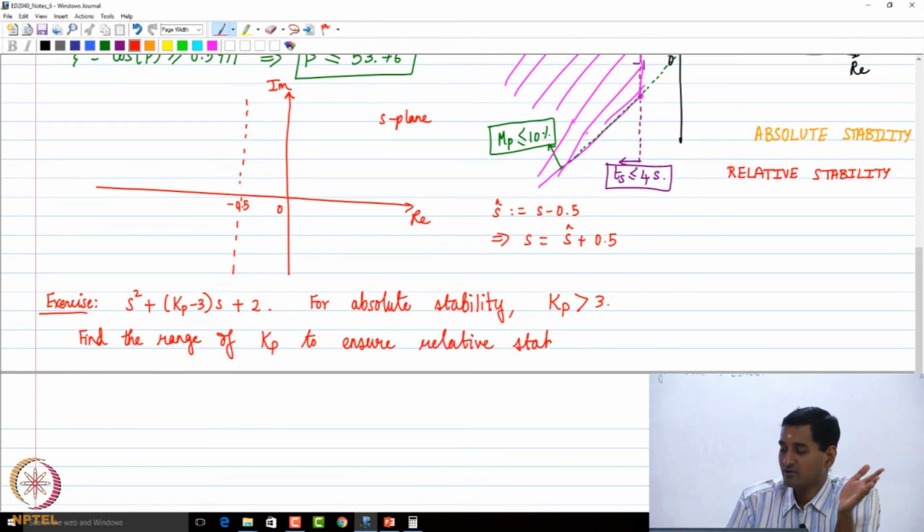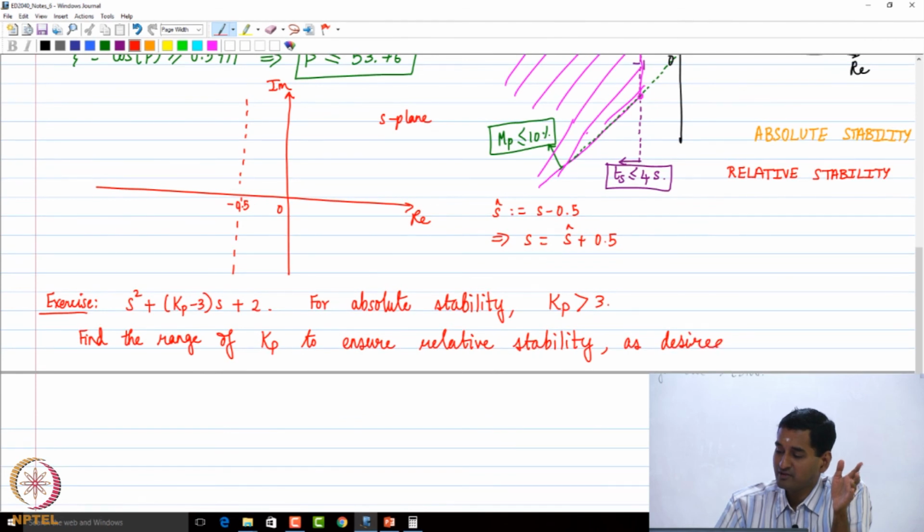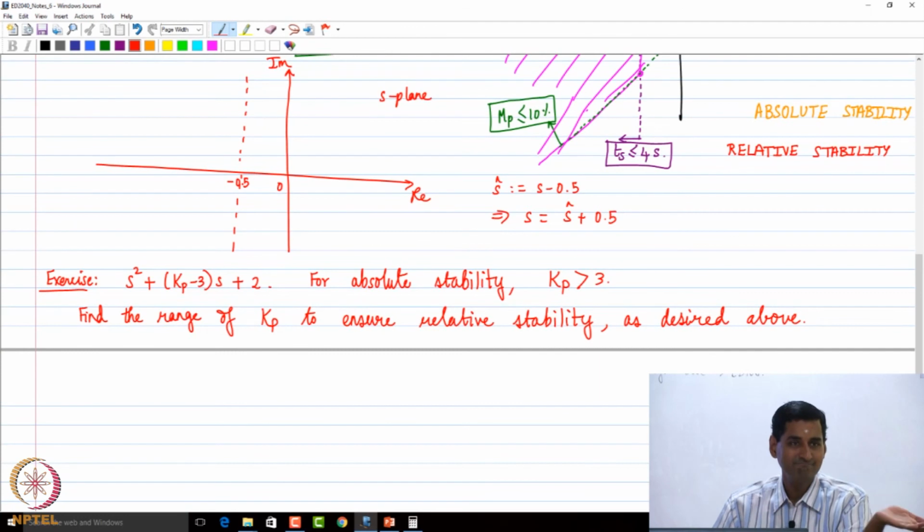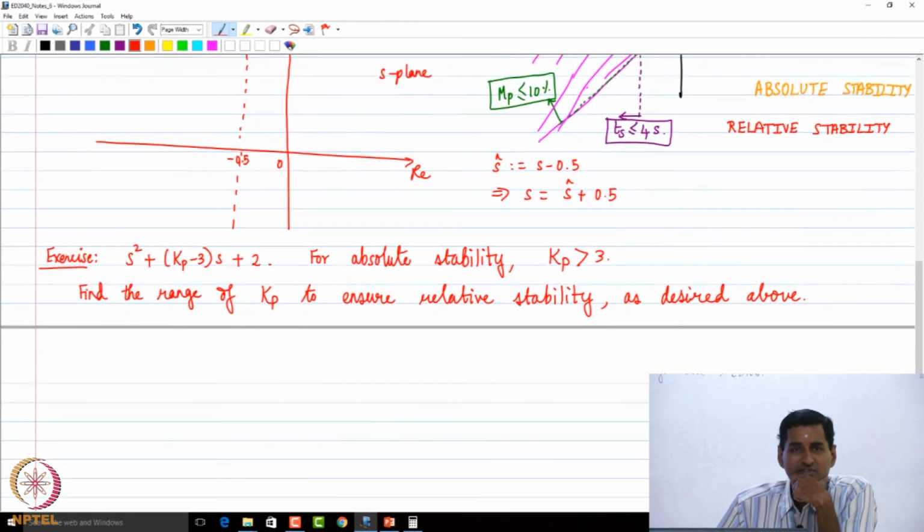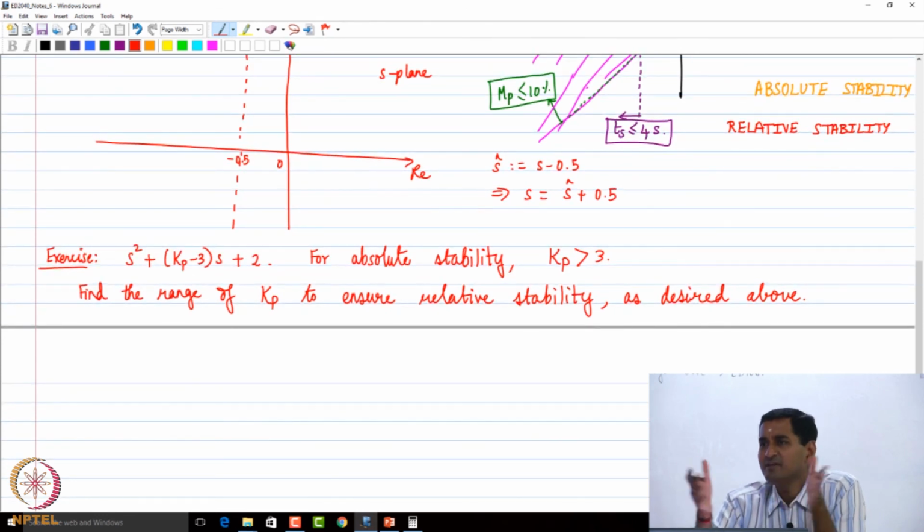That is, let us say I want all my poles to be to the left of minus 0.5, what do you do? Substitute S equals S hat plus 0.5, evaluate for S hat, and let us see what happens. Okay, why don't you try it out? Please try it out as homework and let me know. Now you will see that the values of Kp will be different. The range of Kp that will ensure this relative stability will be different.